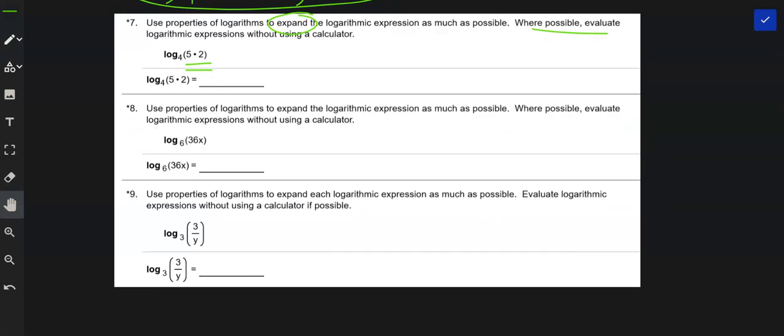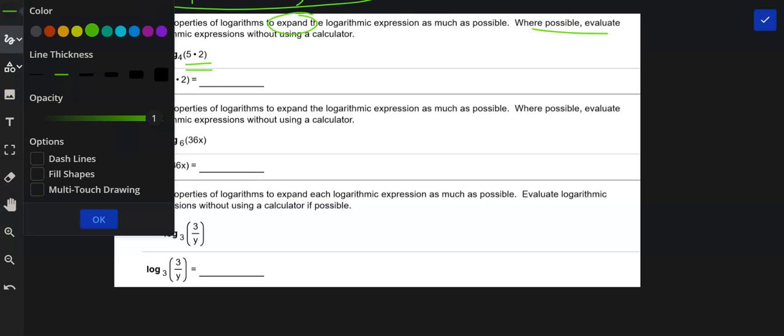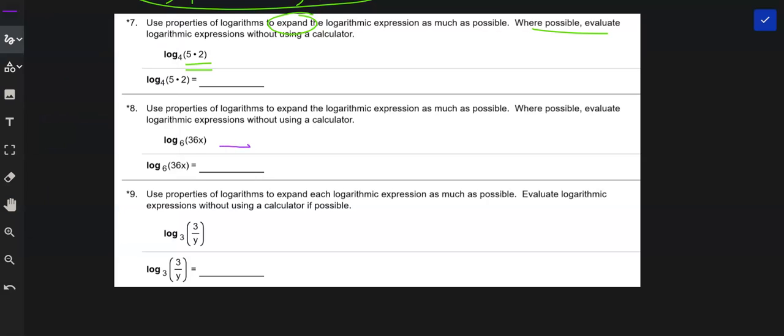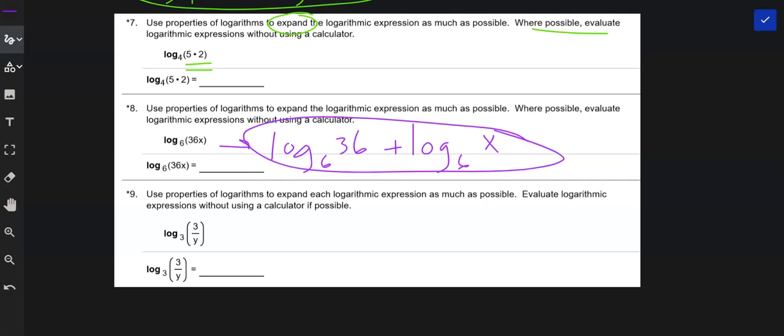Use properties to expand. Okay, so let's choose purple here. All right, so same idea. Log base 6 of 36 plus log base 6 of x. Truth of the matter is, that's expanded. I'm not going to worry about the simplifying part. We're just going to go with the expanded part and be done with it.